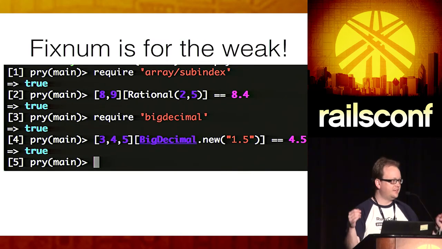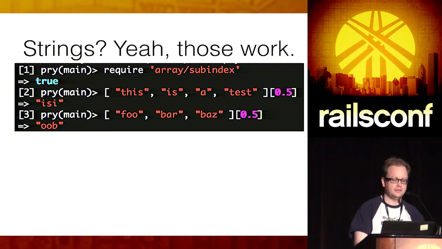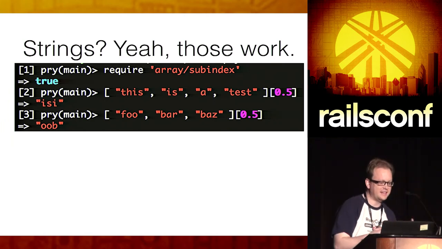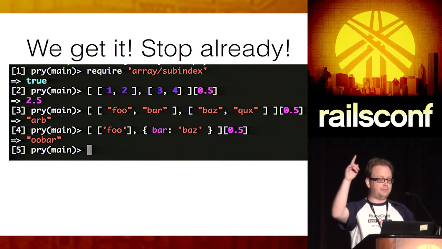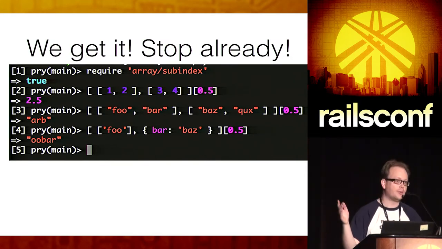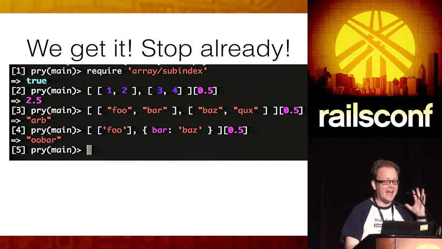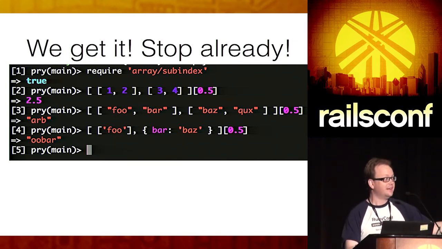But, you know, why do decimals have all the fun? We can pass in any valid Ruby numeric class. We can do rationals. We can do big decimals. And let's say you're tired of numbers. Well, you can actually do arrays of strings. And it's going to take the pieces of the string and stitch it together for things that don't divide evenly. Oh, it gets better. We can do arrays of arrays. We can do arrays of strings, arrays of numbers, arrays of hashes. And it still does exactly what you'd expect.